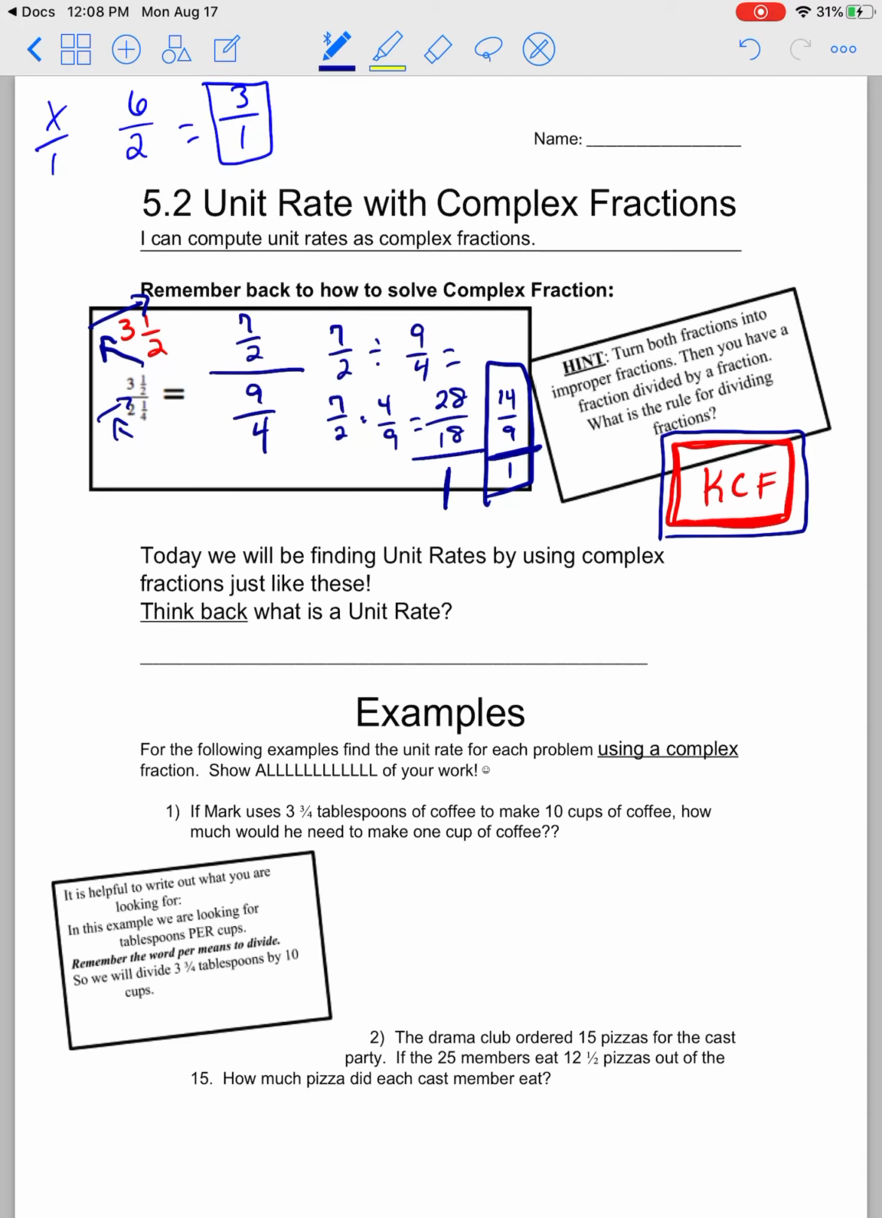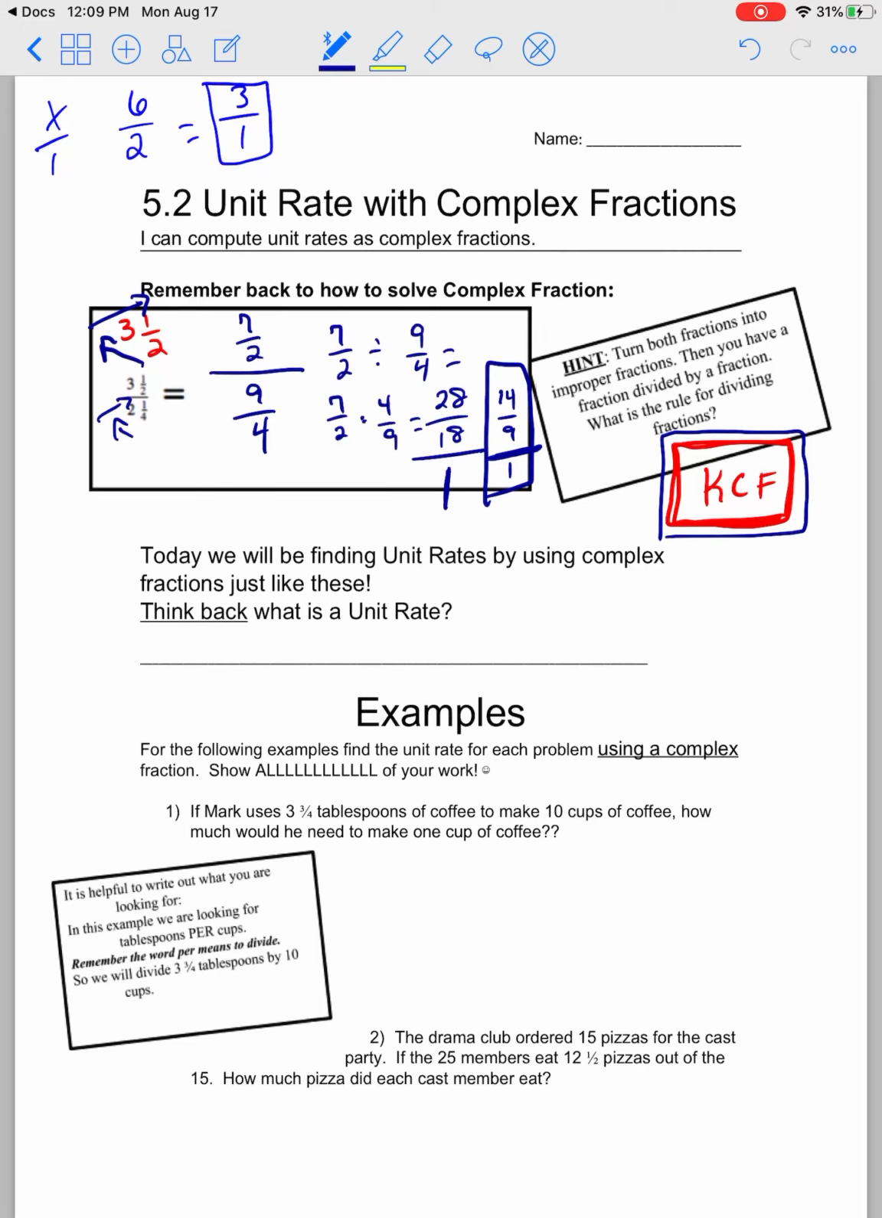Now, let's look down at the next part. Mark uses 3 3/4 tablespoons of coffee to make 10 cups of coffee. He uses coffee powder, obviously. Now, how much would he need to make 1 cup of coffee?